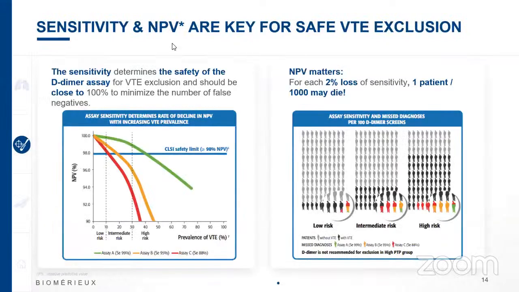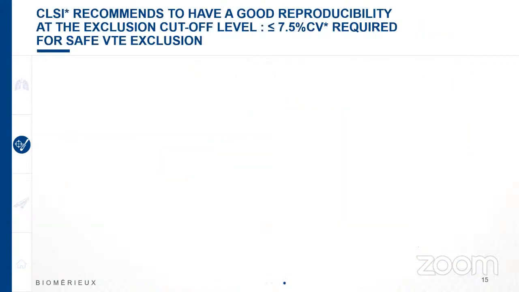Sensitivity and negative predictive value are very key for the safe exclusion of VTE. Again, I've talked about sensitivity. And when you have a highly sensitive assay, which should be as close to 100% as possible, then you're able to minimize the number of false negatives, all right? And that's a very important point. Of course, this is something that you must take into account as you select the correct assay that you're going to use.